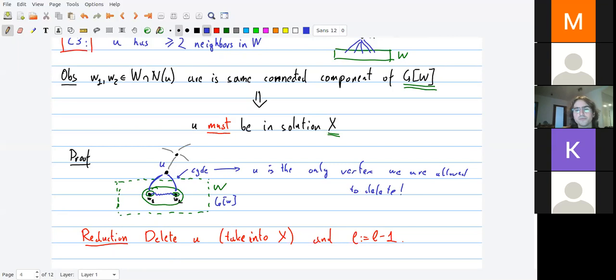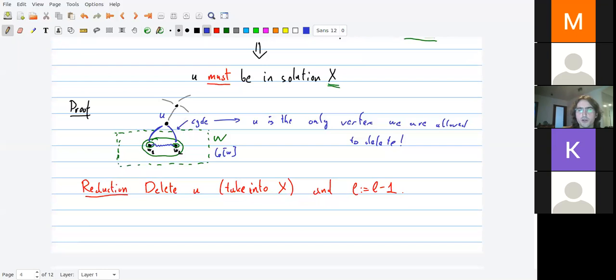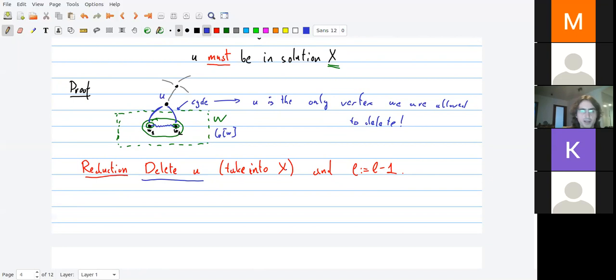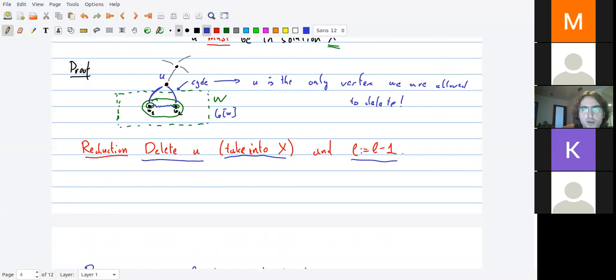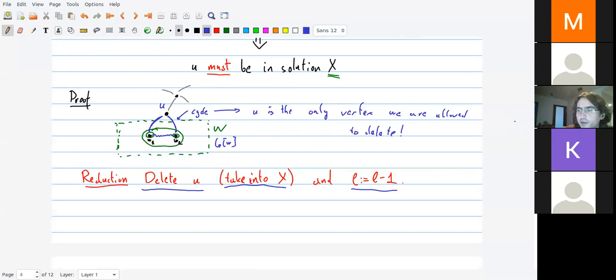So we have the next reduction: whenever we have such a situation, we are just deleting U. By deleting U, we mean that we take it into the solution and reduce l by one, the budget for the feedback vertex set, and we continue. Good. So this is a crucial point. So please put plus one if you got this argument, or ask a question if not.